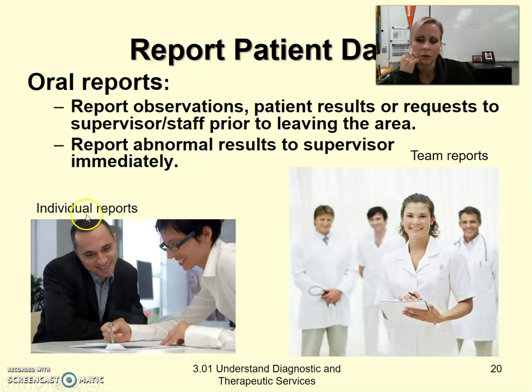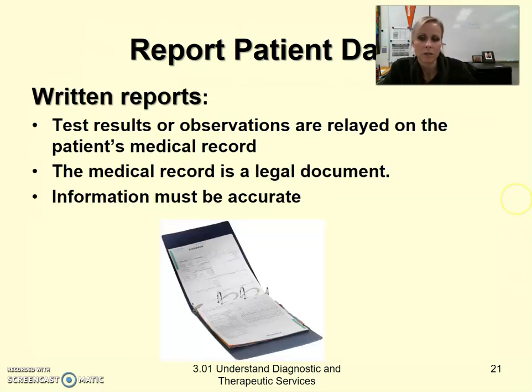So we have individual reporting and we have team reporting. Individual is one-on-one. Team is multiple people sit around a table maybe and discuss that patient or what's going on the unit that day. Written reports is what we write down. This is put in the patient's medical record. It's a legal document. We don't have to actually handwrite it. We can type it into an electronic medical record.